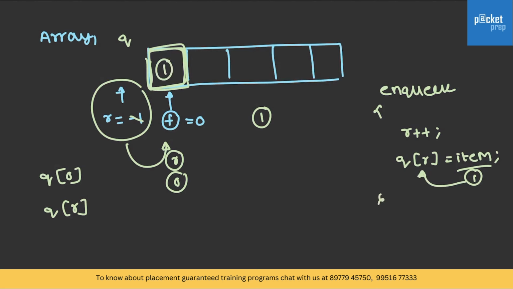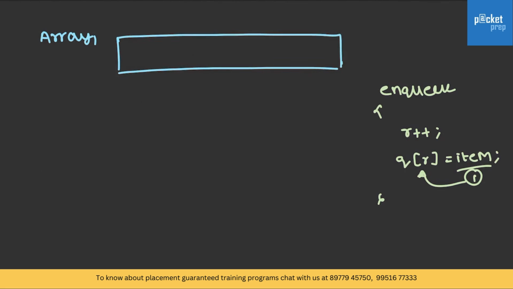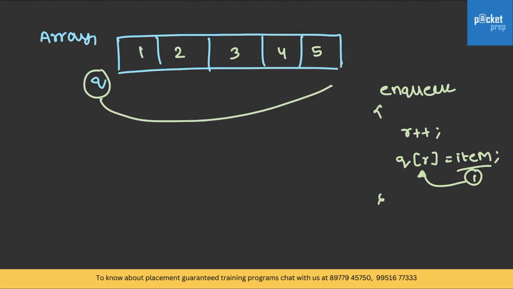But there are some conditions which you need to check. Suppose, for example, the array or queue is completely occupied. Now we know that the rear pointer is at this point and front is at the beginning of the array. Now you are trying to dequeue. That means I need to get this element and I need to increment the front pointer.